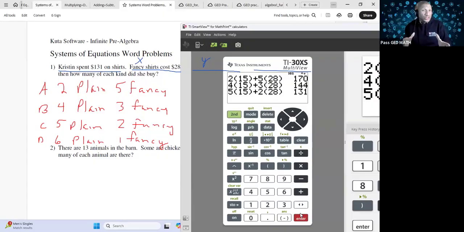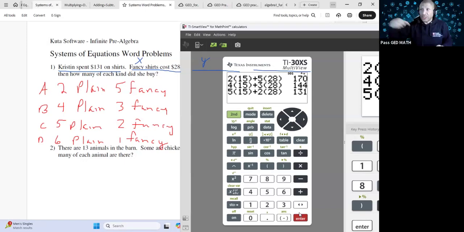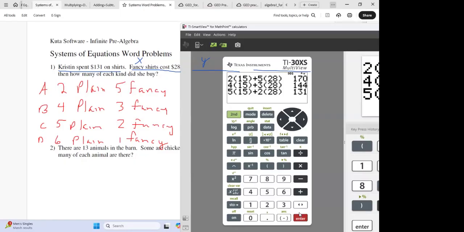I know that my total bill for the shirts must be $131. I know my plain shirts cost 15. I know my fancy shirts cost 28. So as I plug these numbers in, that's evaluation. When you substitute numbers in, we're substituting the numbers in because we know how much a plain shirt costs and how much a fancy shirt costs. Now I'm plugging them in. How long did it take me to get to 131? It took me about 45 seconds.